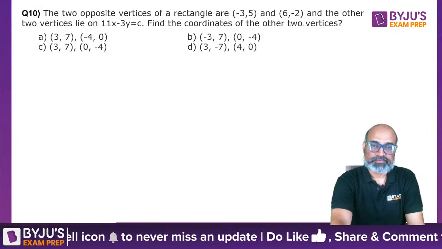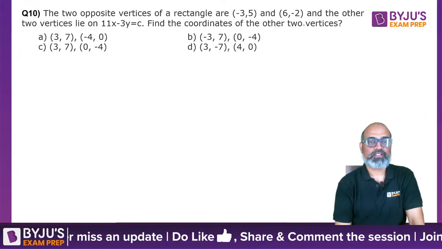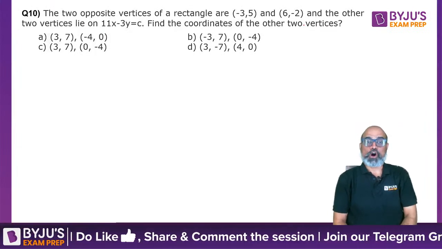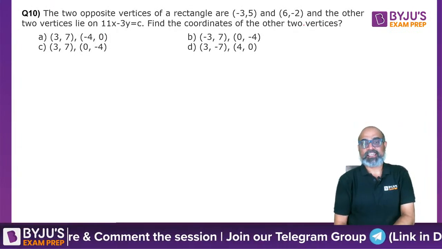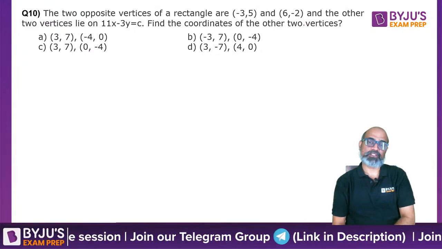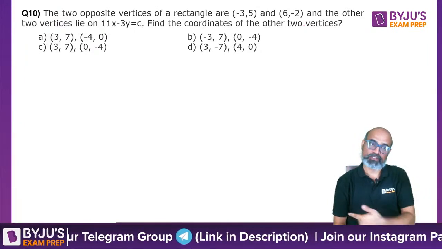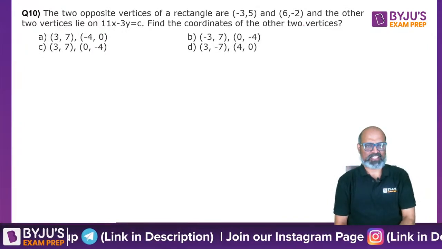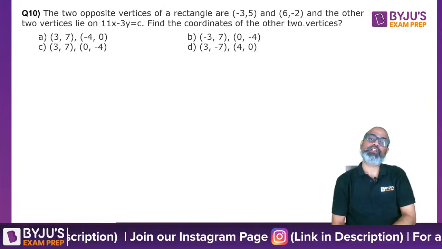Okay. One more question. The two opposite vertices of a rectangle are (minus 3, 5) and (6, minus 2), and the other two vertices lie on the line 11x minus 3y is equal to c. Find the coordinates of the other two vertices.